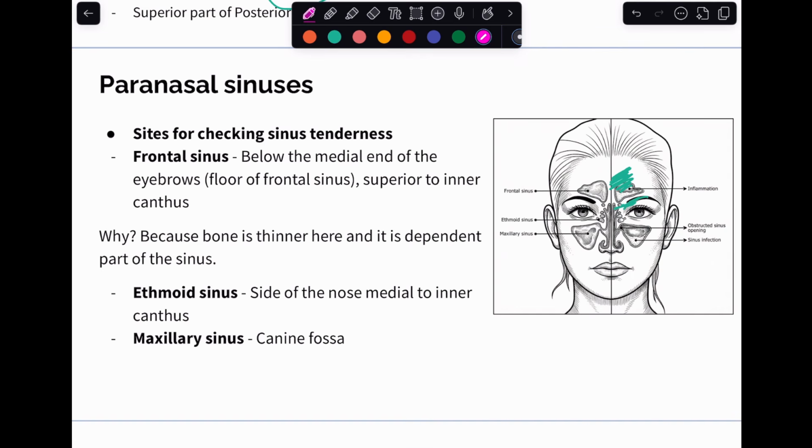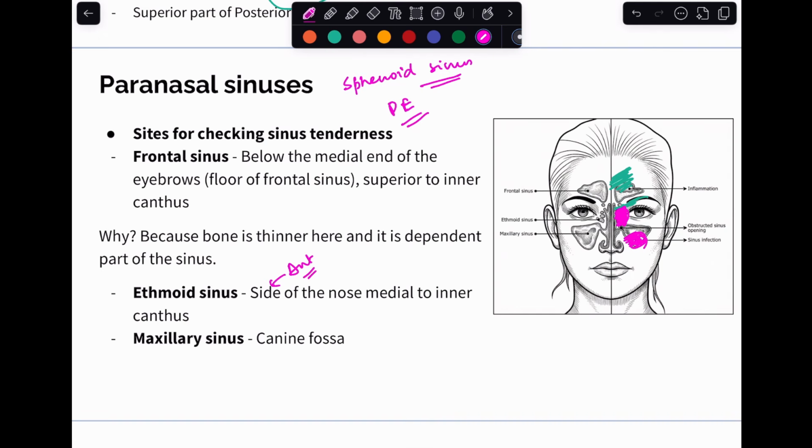Next is ethmoid sinus. For the ethmoid sinus, we'll check it at the side of the nose medial to the inner canthus. And lastly is the maxillary sinus, which we will be checking in the canine fossa. So this is where you'll be checking for maxillary sinus tenderness. And it is important to remember here that you cannot palpate the sphenoid sinus. So do not mention sphenoid sinus over here. We can only palpate the frontal sinus, ethmoid sinus, and the maxillary sinus. And even in ethmoid, you're actually palpating the anterior ethmoid sinuses. Posterior ethmoid sinuses are also not palpable. They are located much deeper.